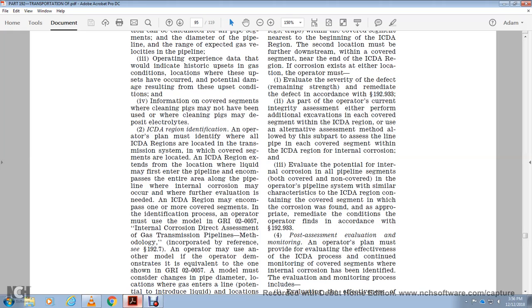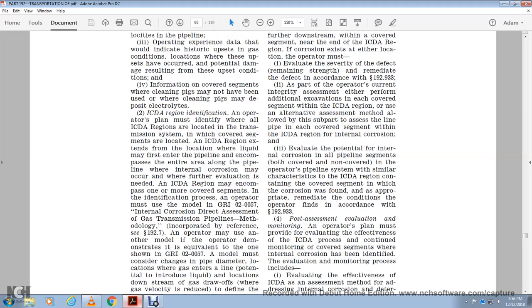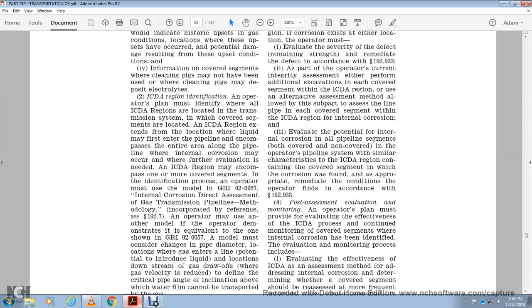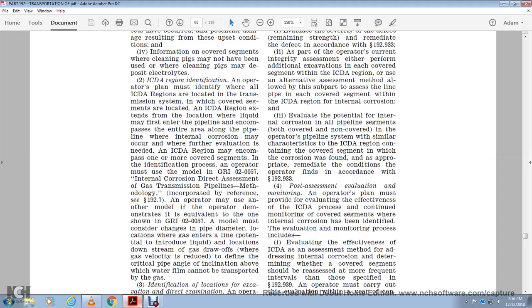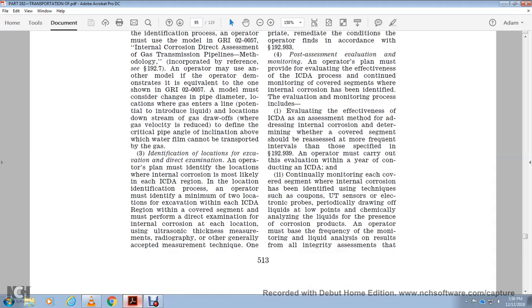Identification process. The operator must use the model in GRI-02-0057, Internal Corrosion Direct Assessment of Gas Transmission Pipelines Methodology, incorporated by reference, or the operator must use another model that the operator demonstrates is equivalent to the one shown in GRI-02-0057. The model must contain the pipe diameter, the location of the gas entry, the potential to introduce liquid, the location downstream of the gas withdrawal valve where the gas velocity is reduced, to find the critical pipe angle of inclination above which water film cannot be transported.